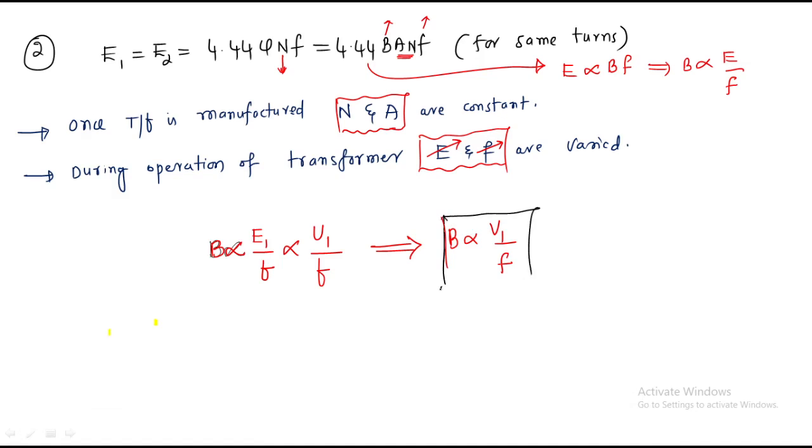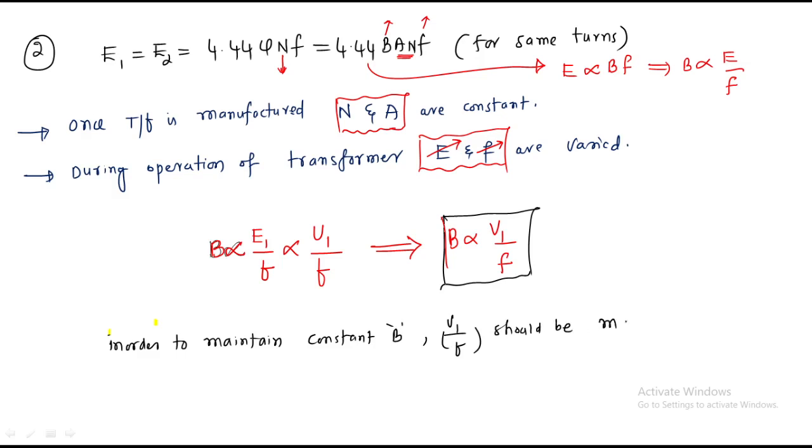This is a very important concept: B is proportional to V1 by F. So in order to maintain constant flux density, V1 by F should be maintained as constant, right?